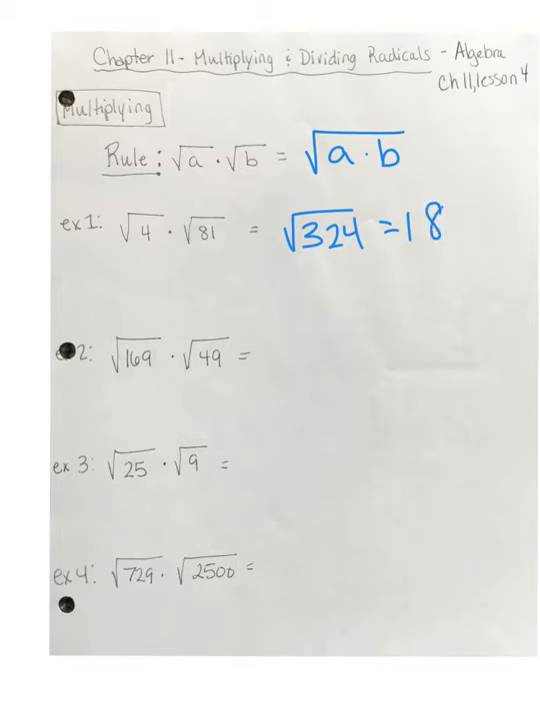I think that there's a little bit easier way to do it, and I'm going to show you that way. The way that I like to do this is I like to find out the square root of 4, which is 2. And then the square root of 81, which is 9. And 2 times 9 is 18. So that's how we're going to work through these, because I just think it's a little bit easier to do those this way.